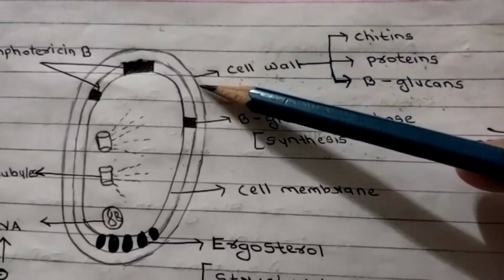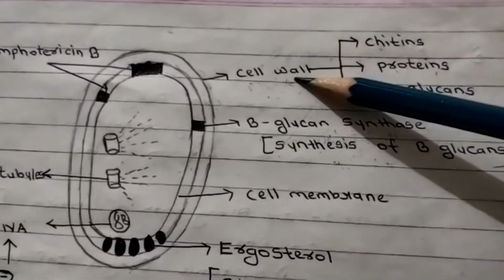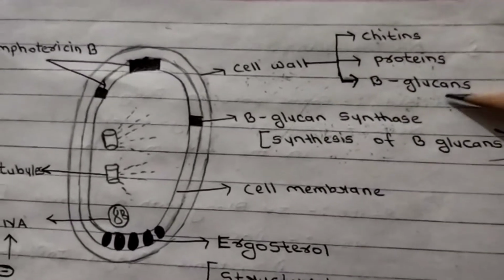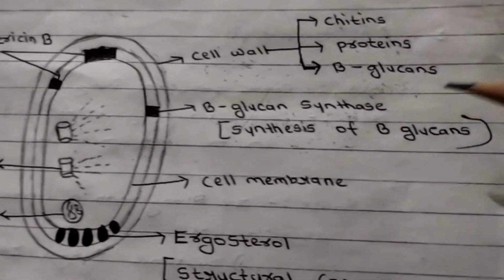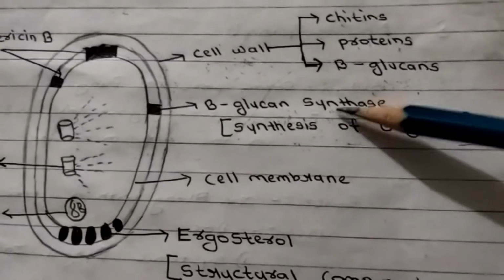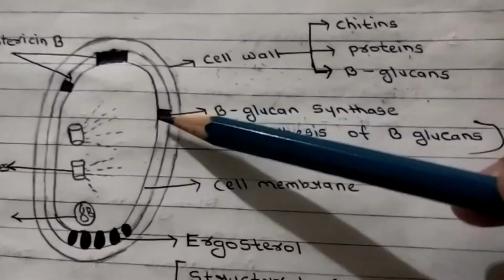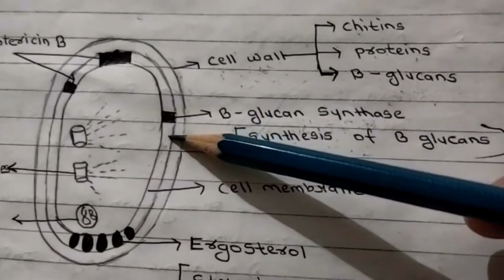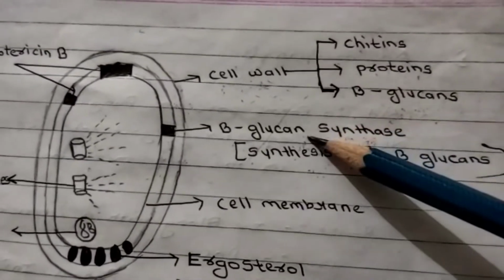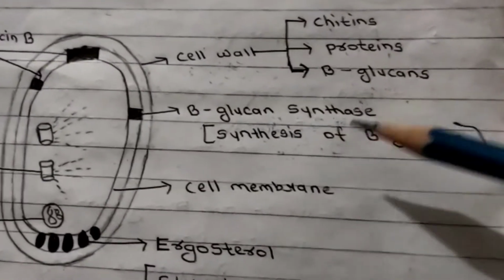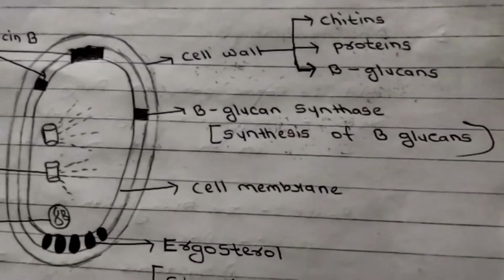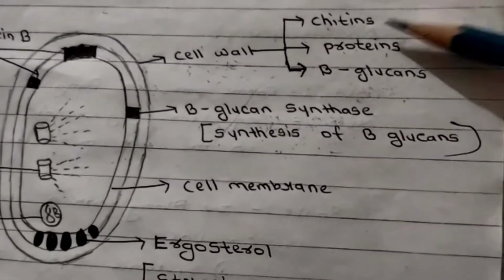Can you see this outer line? This outer line is nothing but the cell wall of the fungal cell. This cell wall is made up of chitin, proteins and beta-glucan. But for the formation of beta-glucan, we require one enzyme known as beta-glucan synthetase, and this enzyme is secreted by the cell membrane. There are certain kind of antifungal drug, for example echinocandins, which act on this enzyme and prevent its secretion. What happens if this enzyme is not there? Ultimately beta-glucan will not form, and this will prevent the formation of the cell wall.